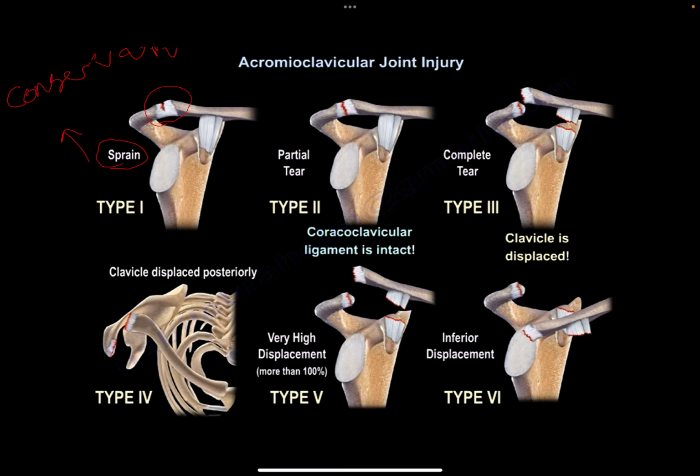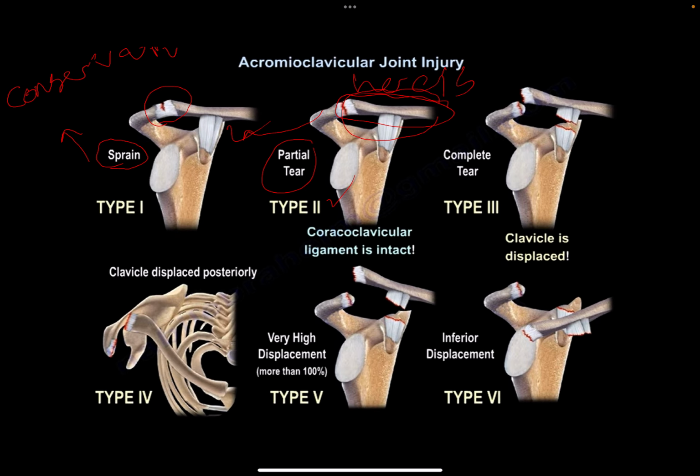Type 2: here is a partial tear in the AC ligament, but the coracoclavicular ligament is intact, or a mild sprain. Here is mild clavicular elevation, and treatment will also be conservative. Look at this type and this type, mild clavicular elevation.